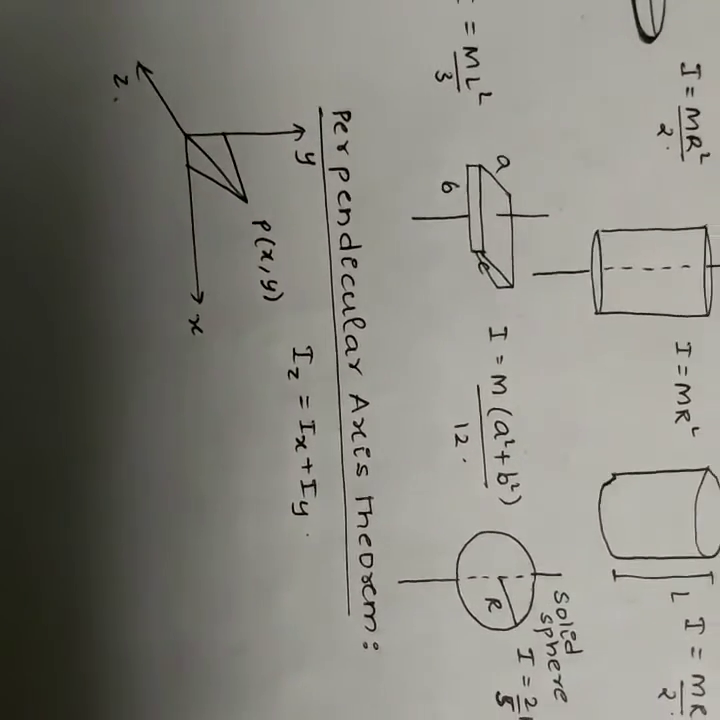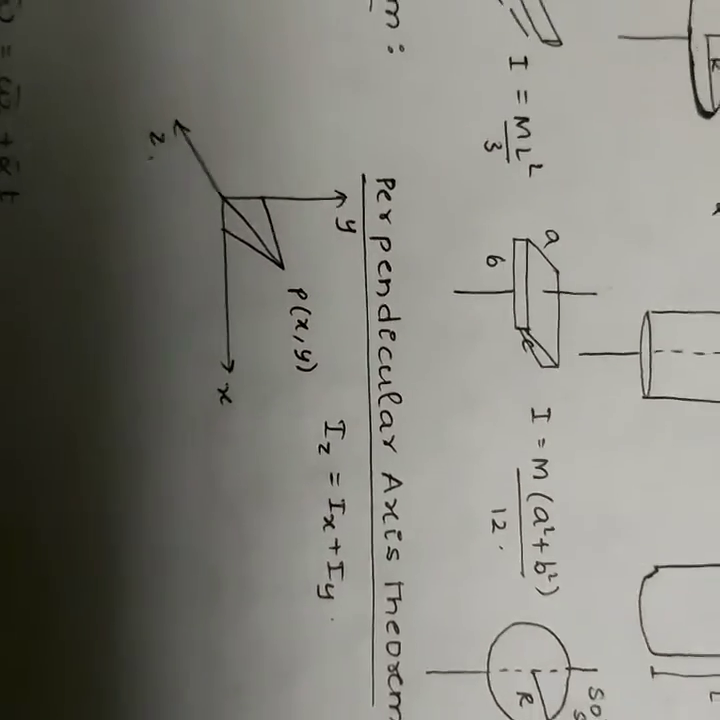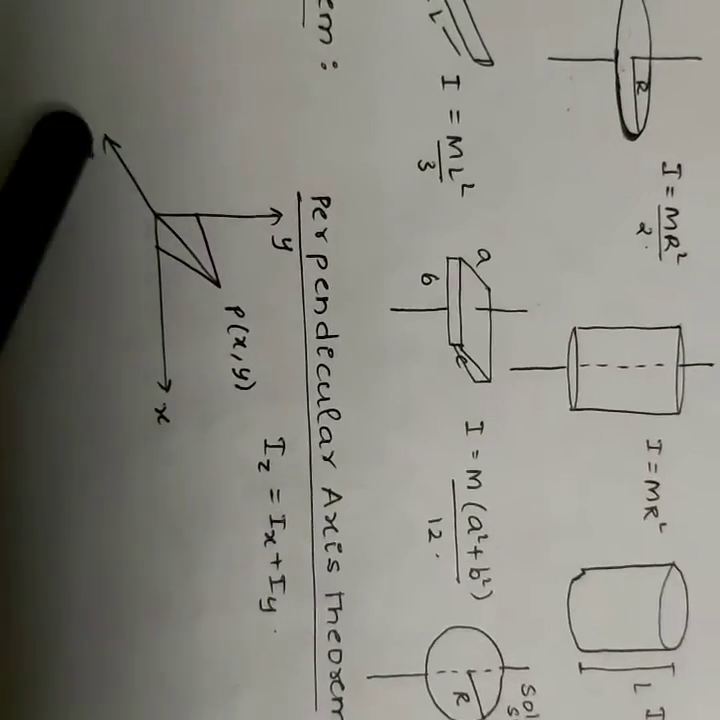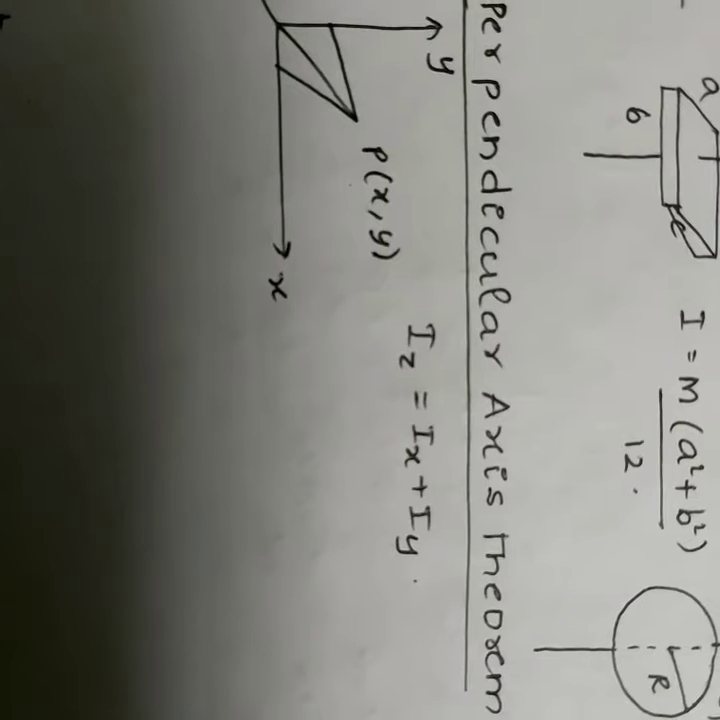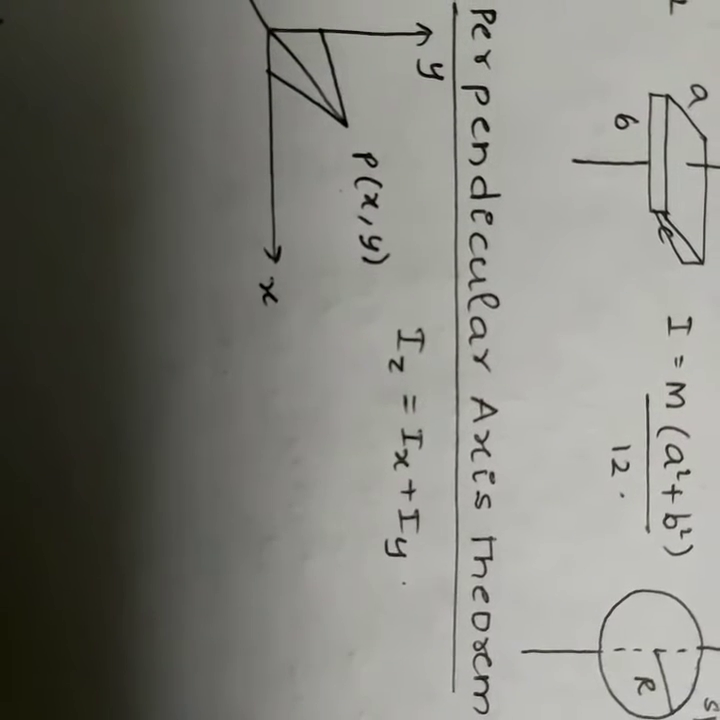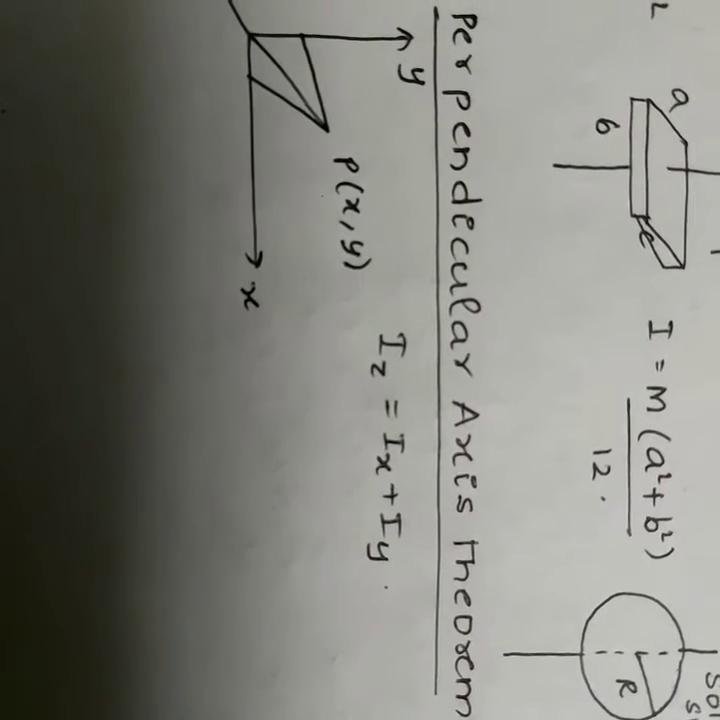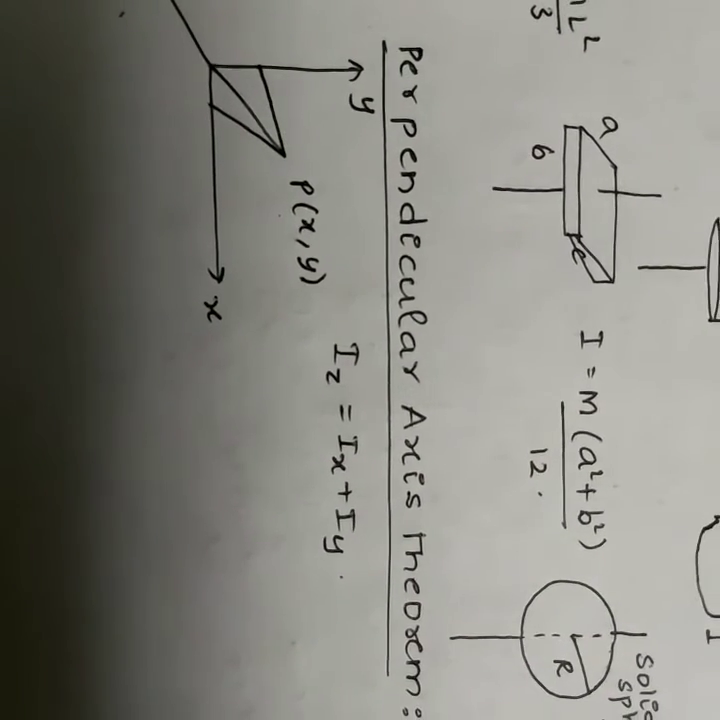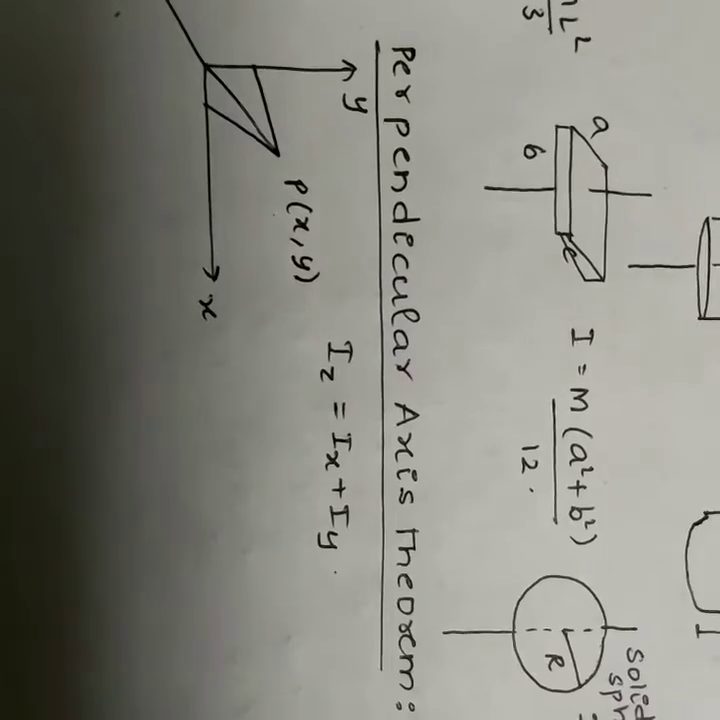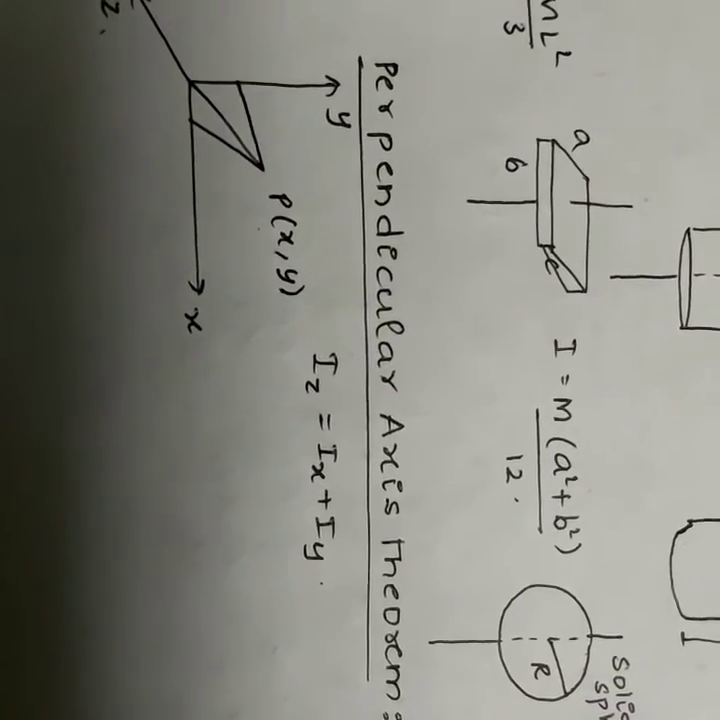Perpendicular axis theorem. Iz is equal to Ix plus Iy, where x, y and z are three mutually perpendicular axes such that x and y lie in the plane of the laminar body. This is only applicable for a ring, disc and rectangular surfaces, etc.